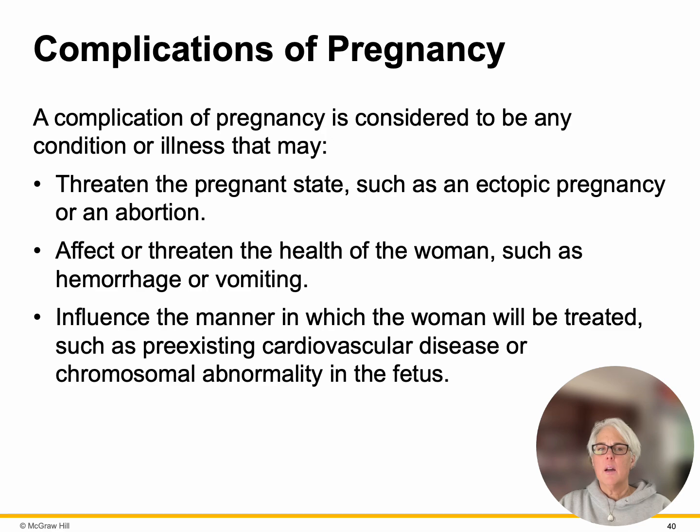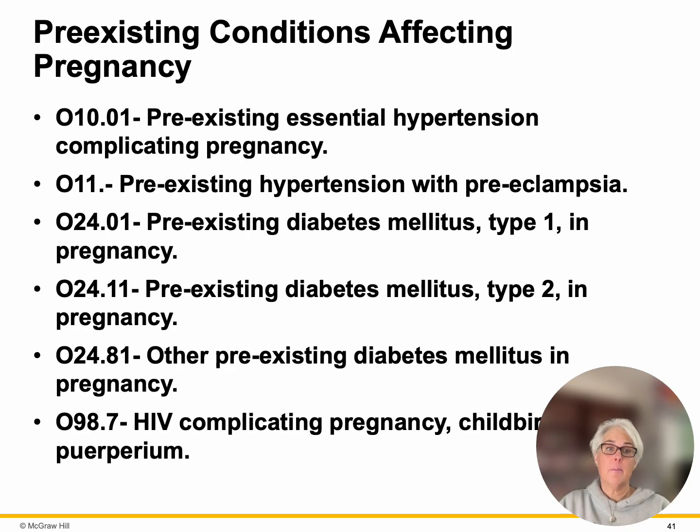So, for complications of pregnancy, we mean that a complication might threaten the continuation of a pregnancy, like ectopic pregnancy or threatened abortion. It might threaten the health of the pregnant patient, like hemorrhage or hyperemesis gravidarum, or it might affect the care because of pre-existing disease or fetal problem. I'm always asking, does this condition change how the pregnancy is managed? And if it does, it's usually a complication that needs that O code.